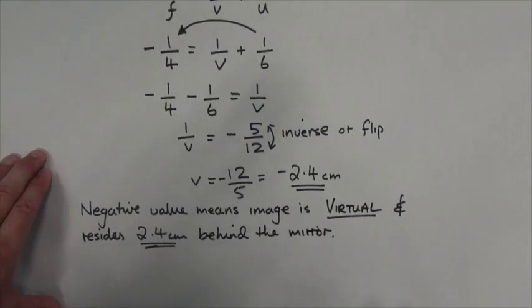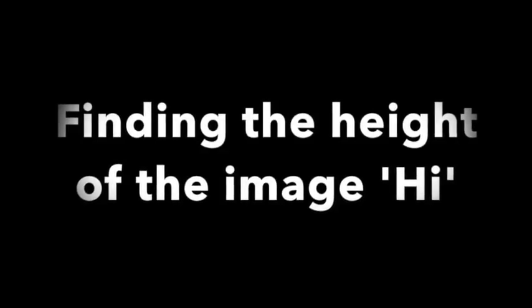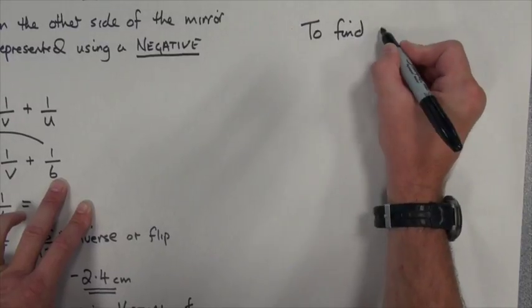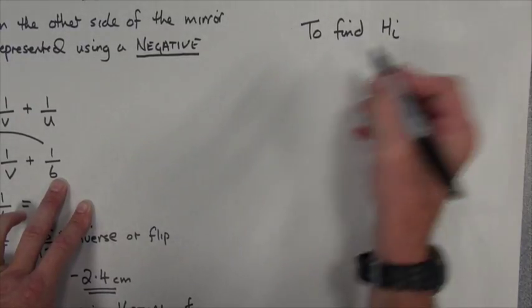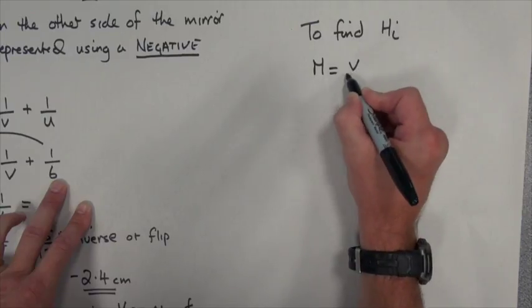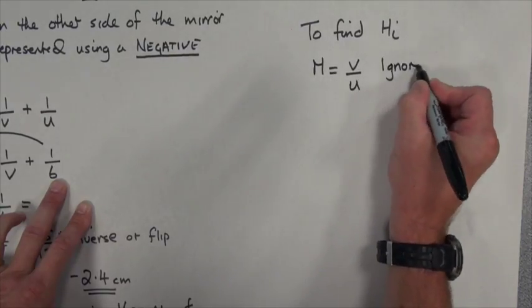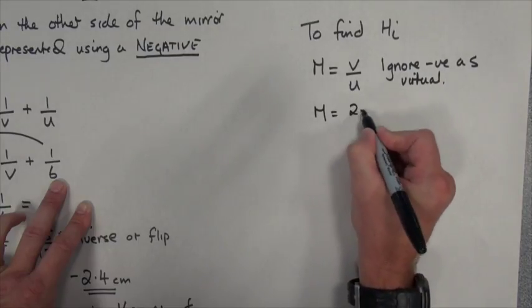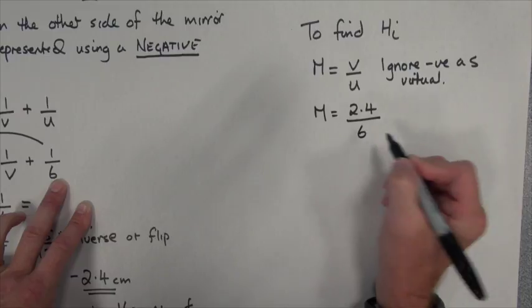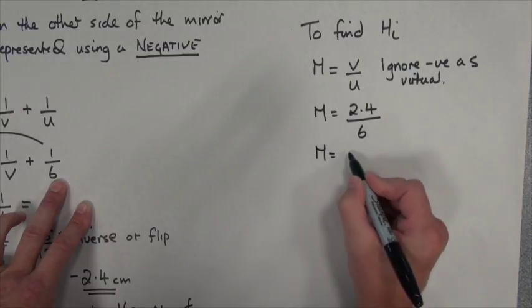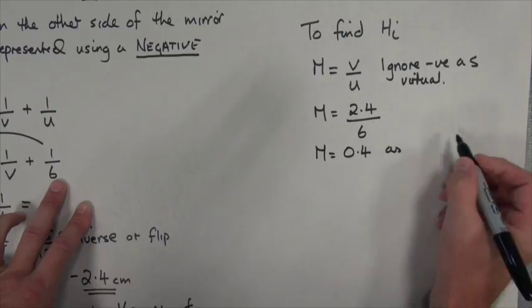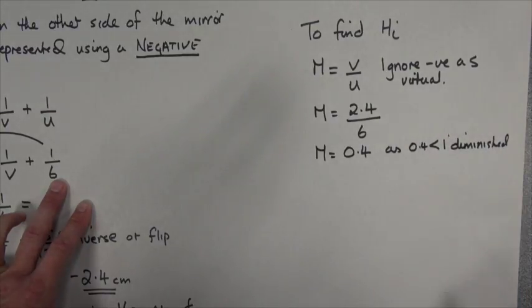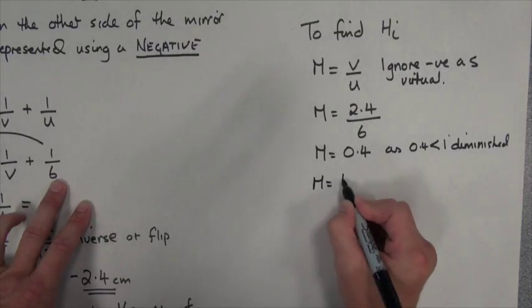Okay, so now let's find the height of the image. In this case, we're going to use just one of the techniques, and that's using m equals v over u, and then using the hi and ho setup. Because it's negative, we don't have to worry, because we're dealing with a scale factor. So v is 2.4, u is 6. The scale factor is 0.4, which means that it's less than 1, and so our image is diminished, or a lot smaller than the object.